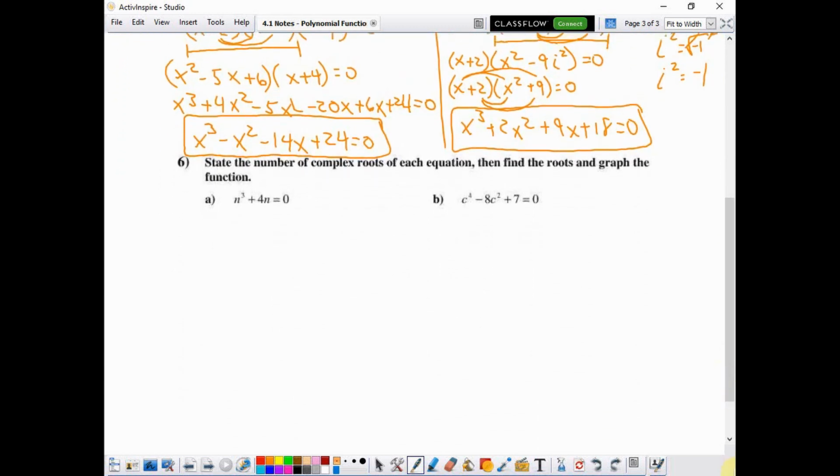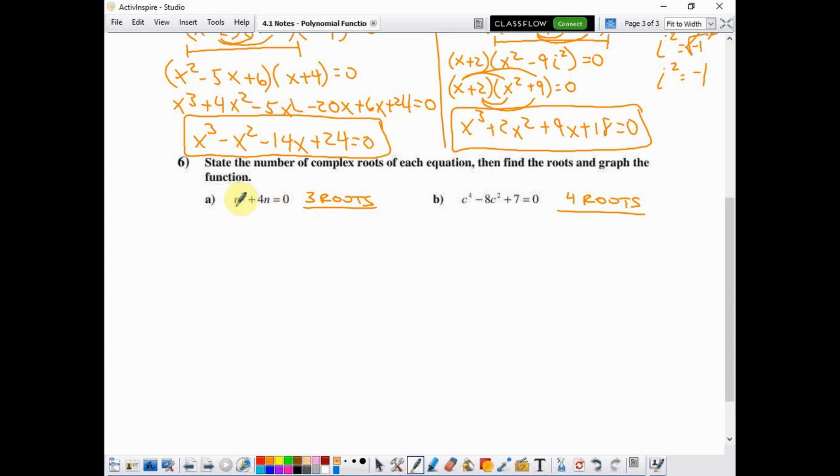And then last, state the number of complex roots of each equation. The number of complex roots is the degree. This one has 3 roots. They may all be real, they may not, but it has 3 roots. Okay, then find the roots and graph the function. So we'll state the number of roots for both. This one's got a degree of 4, so it's going to have 4 roots. Next, we'll solve both of them to find the roots, and then last, we'll compare our solution to the graph.